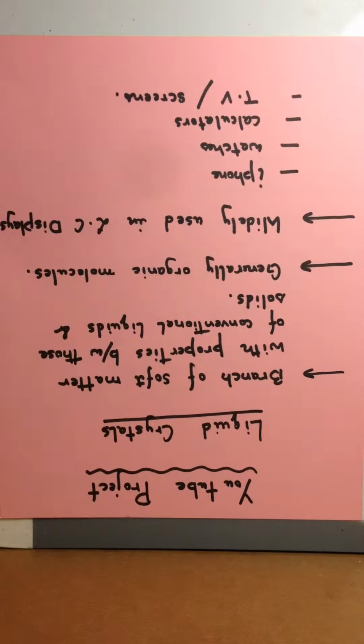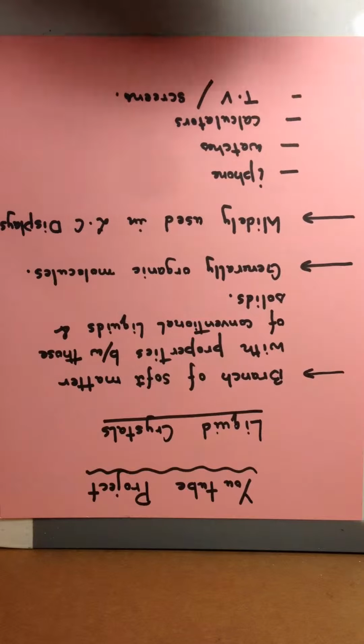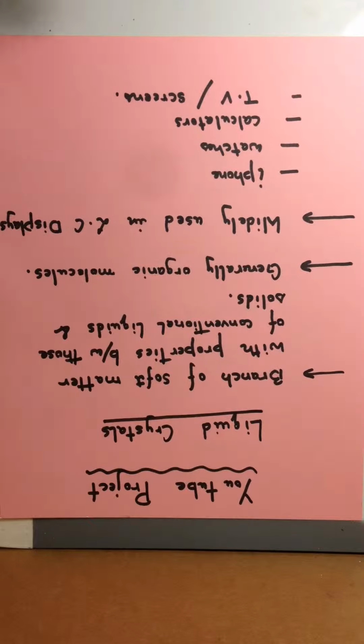My project is actually about liquid crystals. Liquid crystals are a branch of soft matter with properties between those of conventional liquids and solids. They're generally organic molecules, however they can be used in a variety of applications as a combination of organic and inorganic molecules. They're widely used in LCD displays, particularly in electronics, such as iPhones, watches, calculators, and your TV screens.